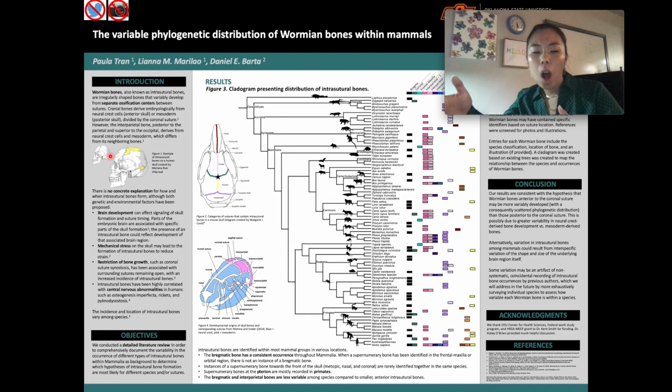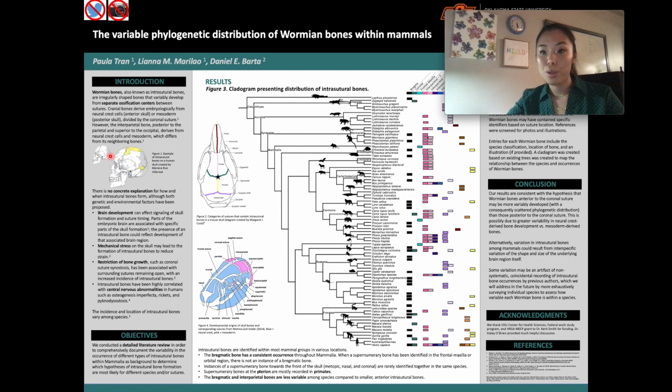So there's really no concrete explanation as to how and why intrasutral bones form, although there have been some genetic and environmental factors that have been proposed. First, brain development. Brain development can affect the signaling of skull formation and the suture closure timing. Parts of the embryonic brain can be associated with different parts of the skull formation.